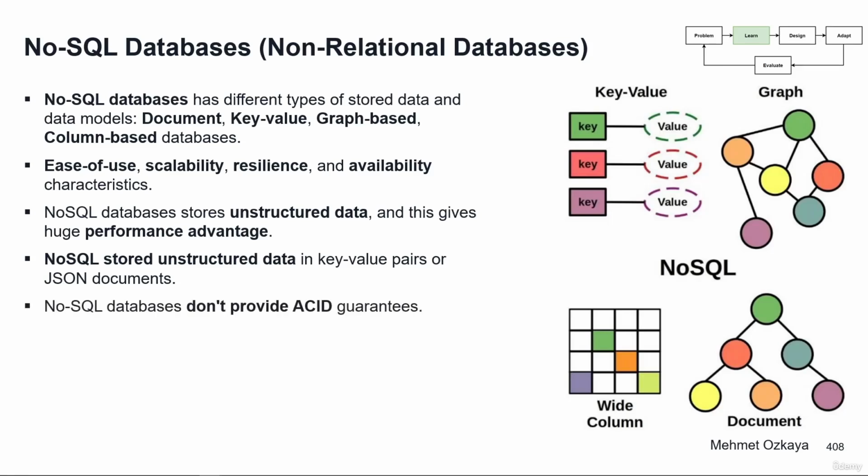NoSQL databases don't provide ACID guarantees, so transaction management is a drawback of NoSQL databases compared with relational databases. You can see the image on the slide. Let's look at the different types of NoSQL databases, which have different models for storing and accessing data. In the next video, we will examine all these types of NoSQL databases.